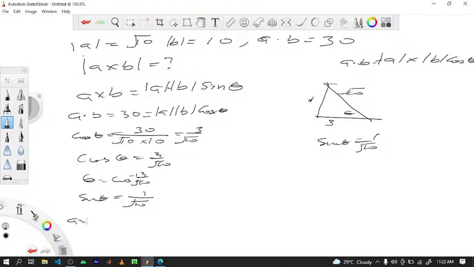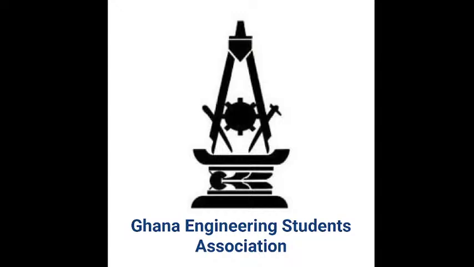A cross B is what? Magnitude of A times the magnitude of B sine theta. Now we have every parameter to solve the question. So the magnitude of A is given as what? Root 10. The magnitude of B is 1 over root 10.